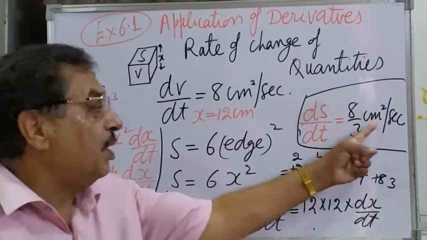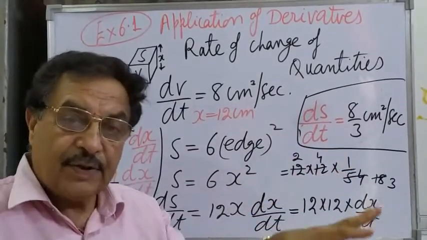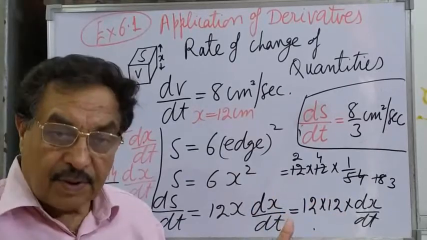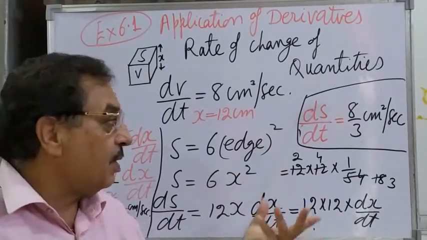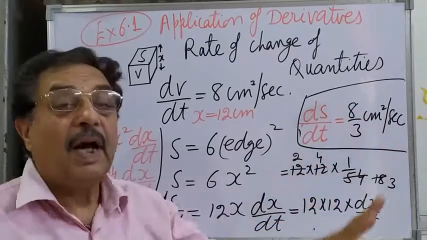Why centimeter square? Because it is surface area. It is not a distance. Area means squares, so the units have to be squares. So you will say 8 by 3 centimeter square with respect to time, every second.